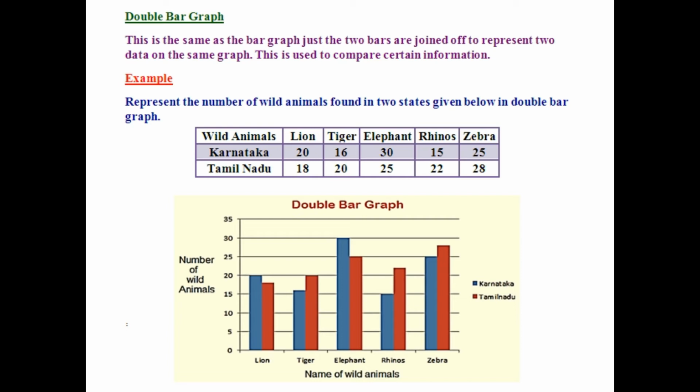This is the data. You have the data in the tabular column: wild animals, states, Karnataka, Tamil Nadu. For example, you take lion: Karnataka 20, Tamil Nadu 18. Take tiger: Karnataka 16, Tamil Nadu 20. So like this it is given in tabular form.